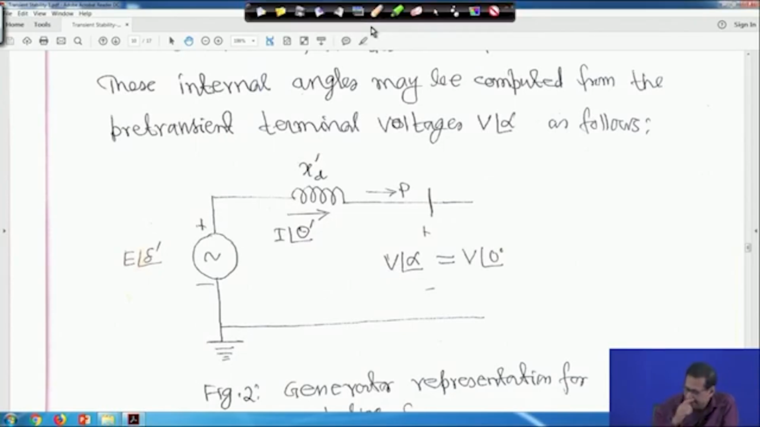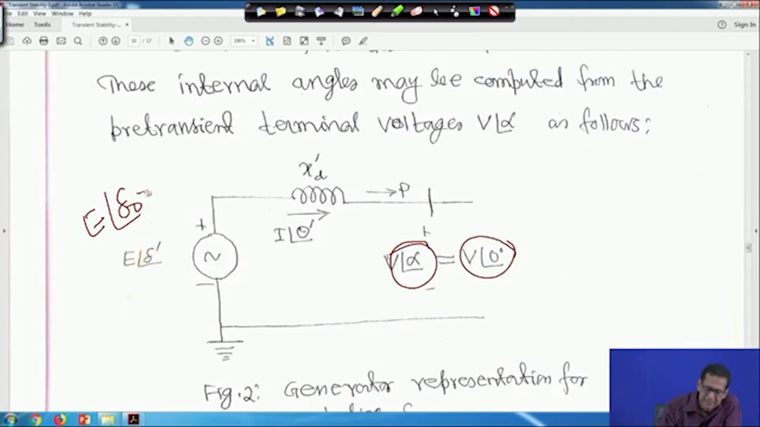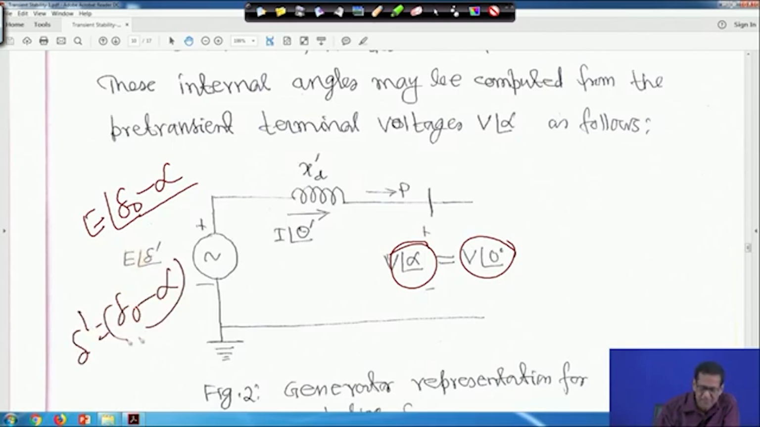Earlier we have seen that if we change this thing, for example, suppose it is E, my angle was say delta 0, right. Now if we make this side a reference, instead of V angle alpha, if we make V angle 0, naturally this side will be delta 0 minus alpha, right. That means my delta dash will be delta 0 minus alpha, right.